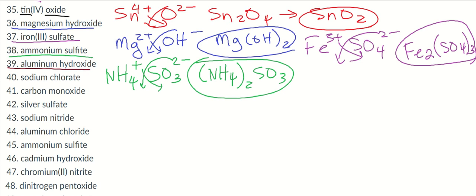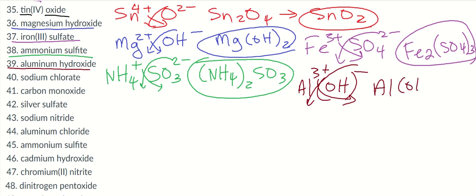All right, where are we? Aluminum hydroxide, another ionic compound. Aluminum is group 13, so 3 positive charge. Oh, okay, hydroxide, sorry. So 1 negative charge. So let's crisscross those numbers. 1 goes down there, 3 goes over there. Aluminum hydroxide.